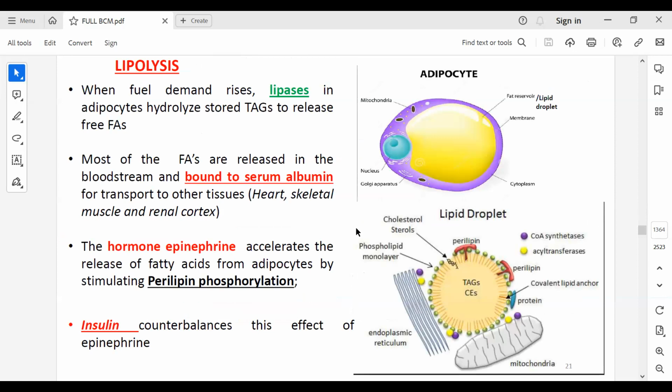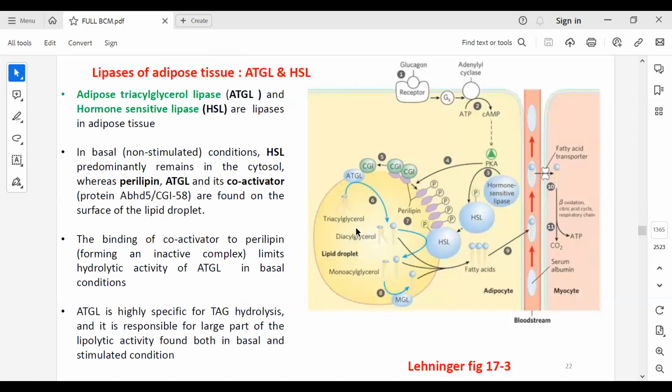Hormones like epinephrine will accelerate the release of fatty acids from adipocytes by stimulating perilipin phosphorylation. In case you're fasting, or you want to carry out gluconeogenesis, a hormone like glucagon will come and tell the adipocytes that we need fatty acids so that we can do gluconeogenesis, right? So these fatty acids will come.